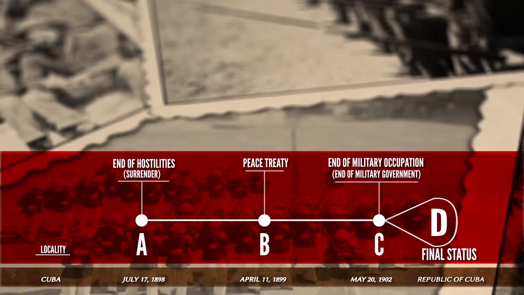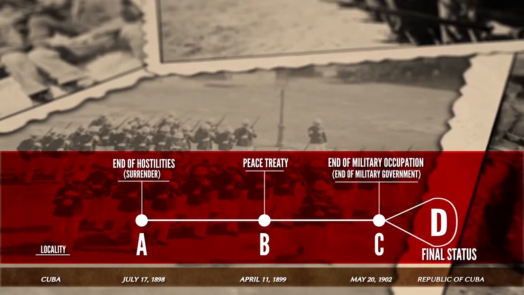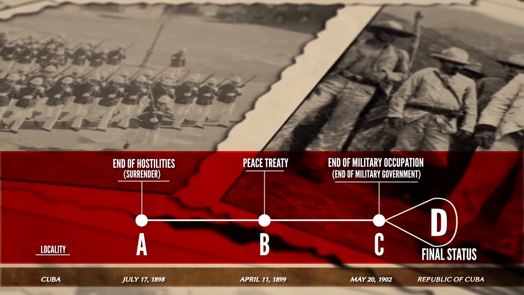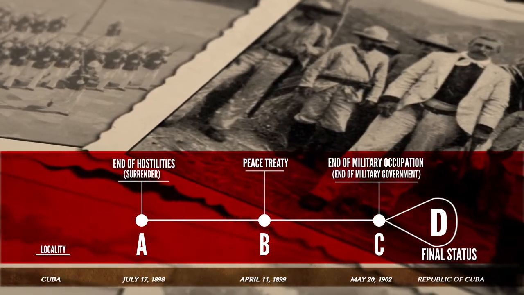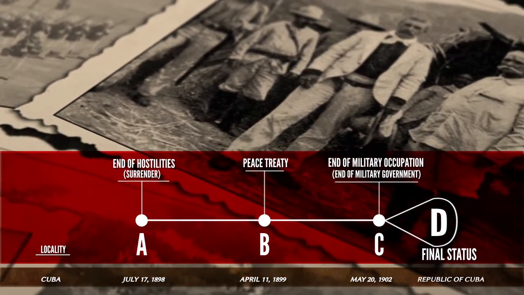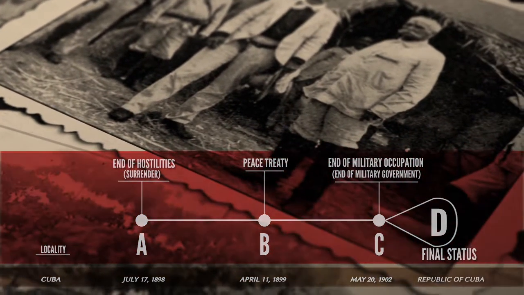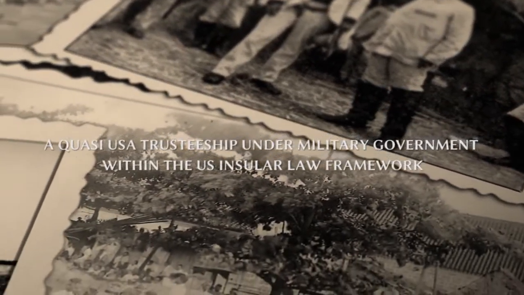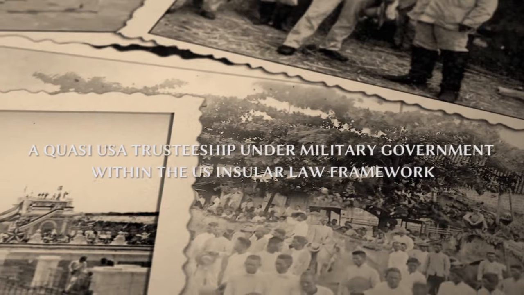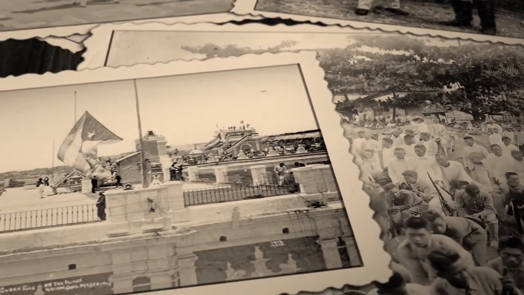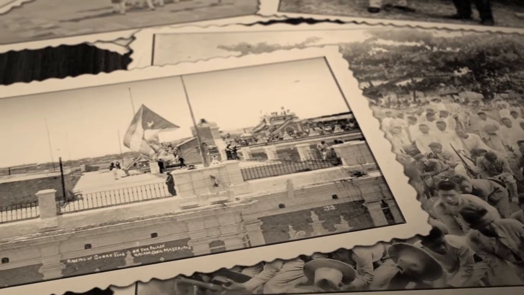What is the legal status of Cuba from point B to point C? During this time period, Cuba remains under military occupation. It does not belong to any other country, nor is it independent. Having not yet reached a final political status, its condition can best be described as undetermined or unsettled. We might describe it as a quasi-USA trusteeship under military government within the U.S. insular law framework. On May 20, 1902, the United States announced that Cuba had become independent.